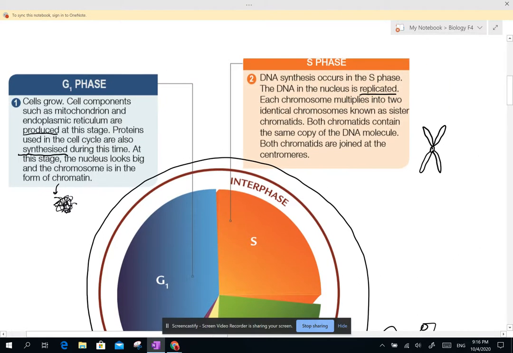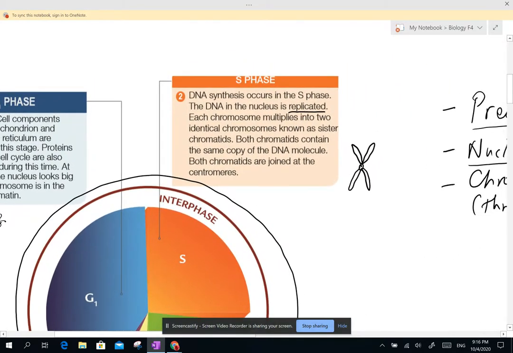Now S phase. During this time, DNA synthesis occurs. That means the amount of DNA is replicated, that means doubled. Each chromosome now multiplies into two identical chromosomes known as sister chromatids. 这里是一个 chromatid，这整条是 chromatid，这边也是 chromatid. So we have two chromatids joined together in the middle, which we call the centromere. The central part is called the centromere.